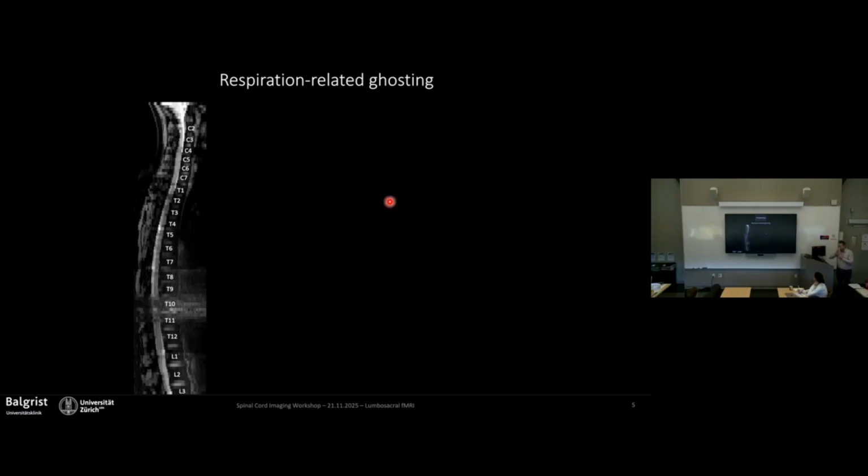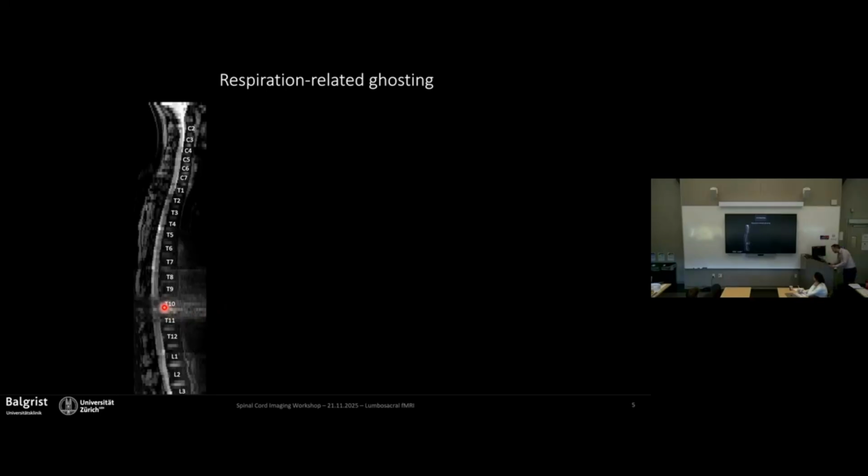Here, I just want to show you that we are very lucky that the lumbosacral cord is where it is. If it were a few centimeters higher, then we would have big problems with the image quality. So here you see a multi-echo gradient echo scan of the whole spine. And what we often see are strong breathing-related ghosting artifacts.